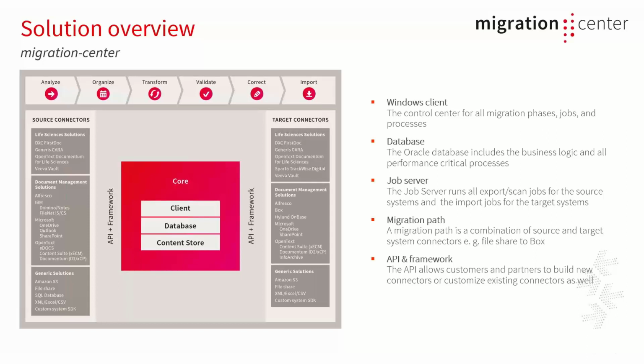From the component point of view, we now have the Windows client that is a control center for all migration phases, handling jobs, data, and so on. We have the database where the configurations and process data are stored. And we also have the job server that is a container that runs the source and target connectors. Of course, we have an API and a framework that is used for developing and integrating new source or target connectors. This is what we have now.